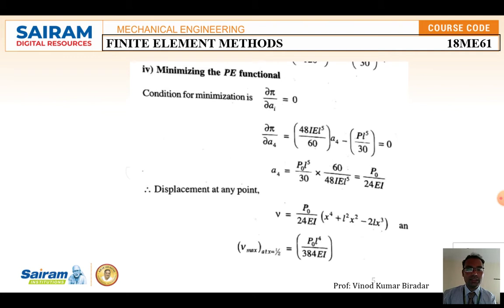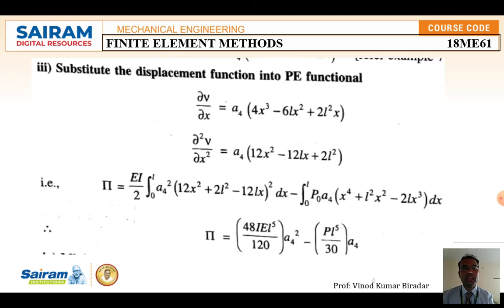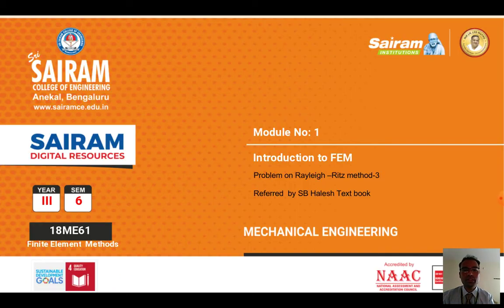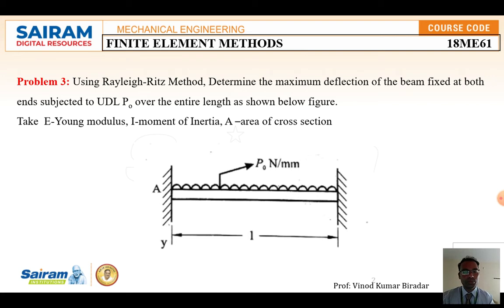Like this you have to calculate the deflection at the middle point of the given beam. Like this you have to calculate the problems on the Rayleigh-Ritz method for different beams. In both problems, the Rayleigh-Ritz method and the Gallagher method, if you look, the question is the same for both methods, but the procedure is different.